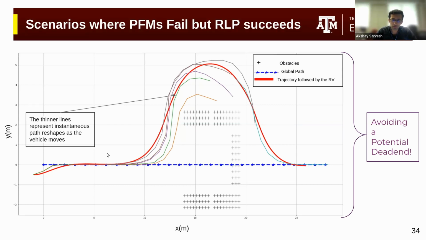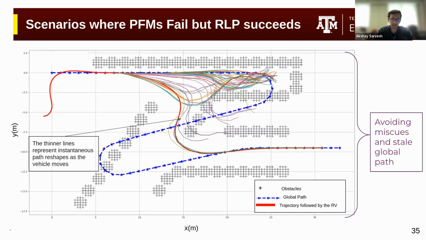Usually the local path is much shorter than the global path. That's to minimize computation time and also take a fast action as much as possible. We can also see thinner lines that represent instantaneous path reshapes as the vehicle moves. Let's look at another scenario that is a bit more complicated.